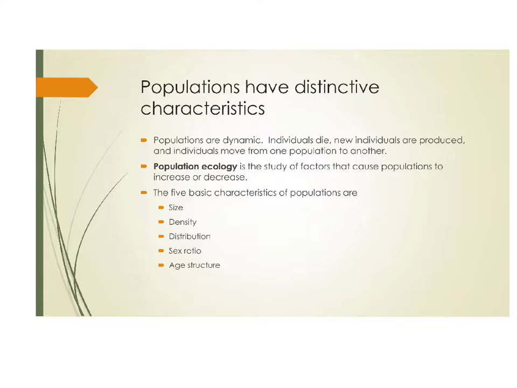Populations have distinctive characteristics. Populations are dynamic. Individuals die. Individuals are born, or they're produced, depending on how that species reproduces. And individuals move from one population to another. So we're talking about births, deaths, immigration and emigration. Population ecology is the study of factors that cause populations to increase or to decrease. There are 5 basic characteristics of populations, and those are size, density, distribution, sex ratio, and age structure, and we're going to talk about each one of those.